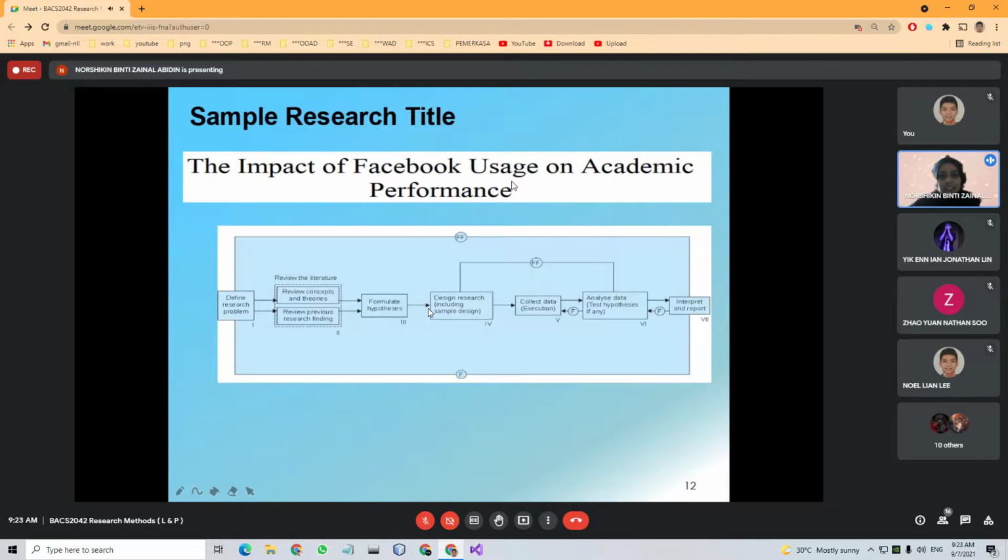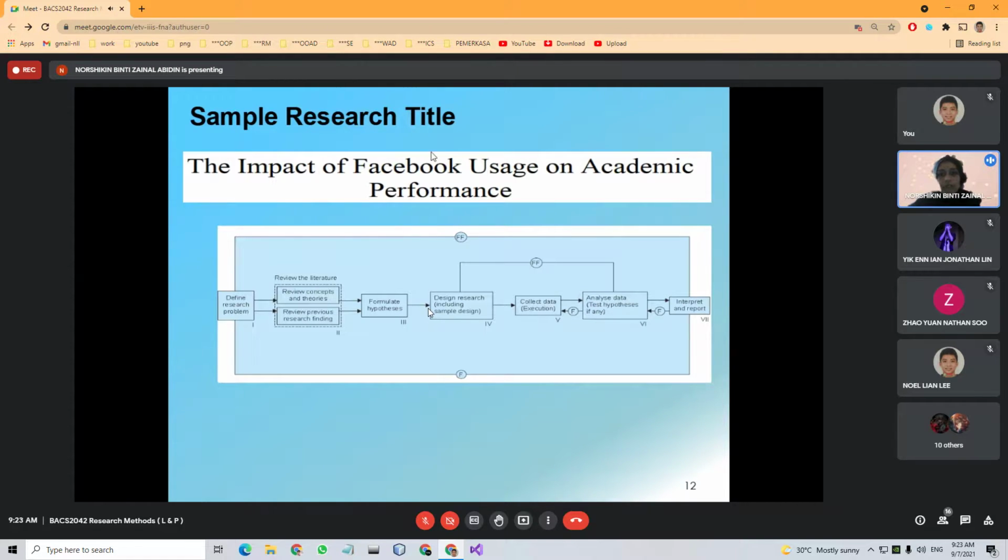So this research wants to study the impact, or the effect, of Facebook use on academic performance. An example for this research title's hypothesis can be: Facebook usage gives impact on the academic performance. So that is a hypothesis, something that you want to prove.